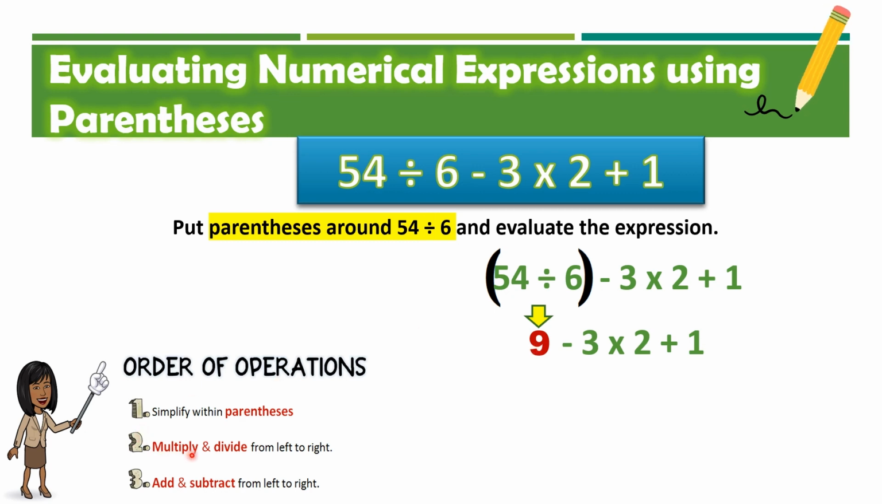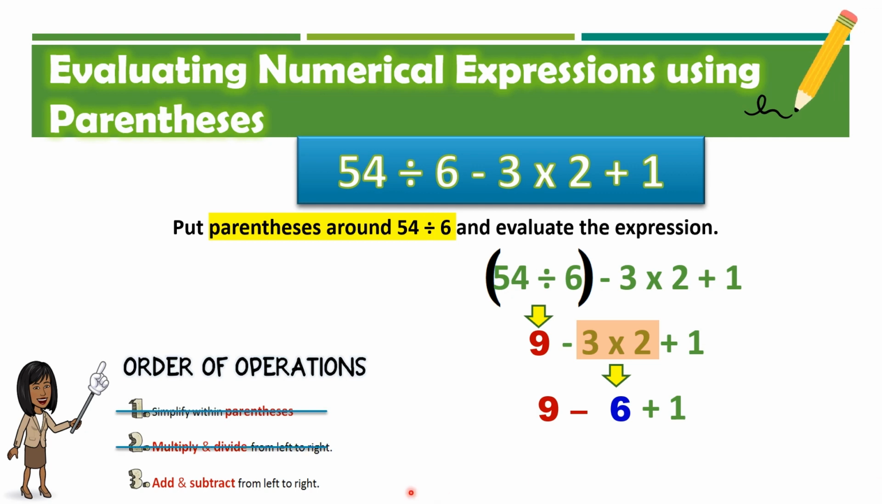Now I have that. Step 2 is saying I'm going to multiply and divide from left to right. So here, although I have subtraction first, I will not be subtracting because the second step is to multiply and divide. So I'm going to be multiplying 3 times 2. 3 times 2 equals 6. Now that I have that, I can bring down the 9 minus 6 plus 1.